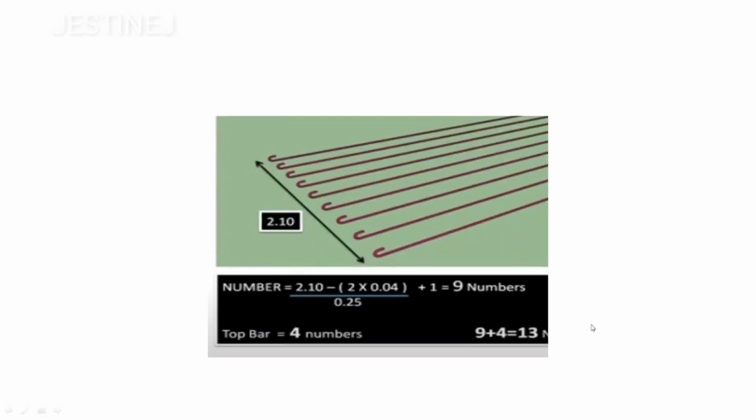Okay, then we move on to the next one, that is the distribution bars. So if you observe clearly, you can calculate this value also, that is this 2.1, this distance is going to be 2.1, so you can calculate the total numbers. Clear cover you have to take. Okay, so clear cover is going to be 0.04. Then the span distance is going to be 25 centimeter or 0.25, then plus 1, you will get 9 numbers.